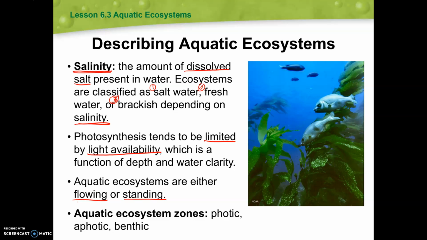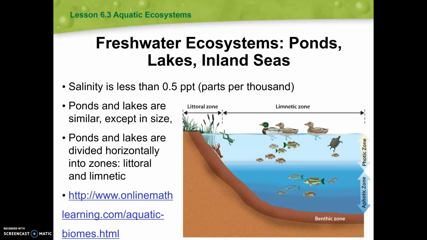And we can divide these aquatic ecosystems into different zones, and we're going to talk about what these mean in a second. So we have the photic zone, the aphotic zone, and the benthic zone. There you go. So those are the 3 different zones that we'll see here with our aquatic ecosystems.